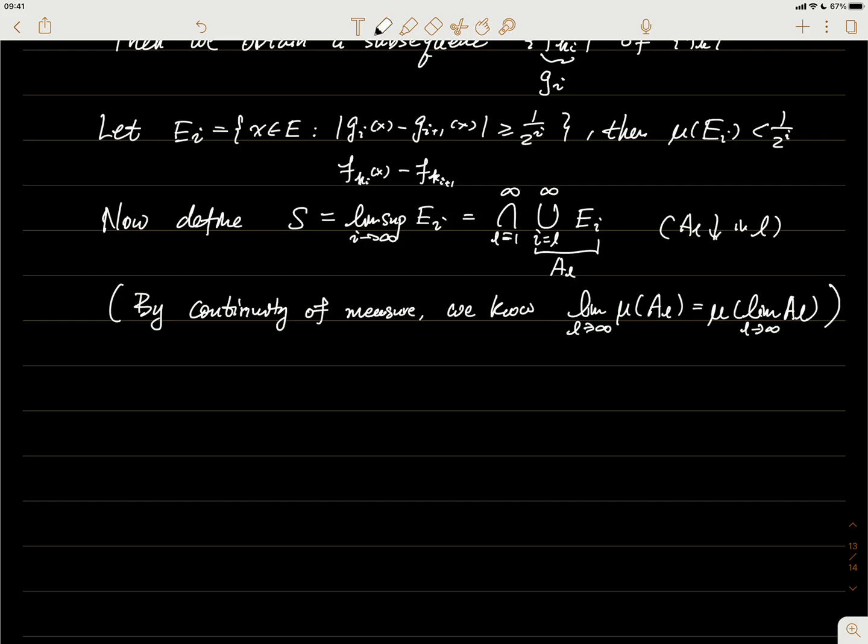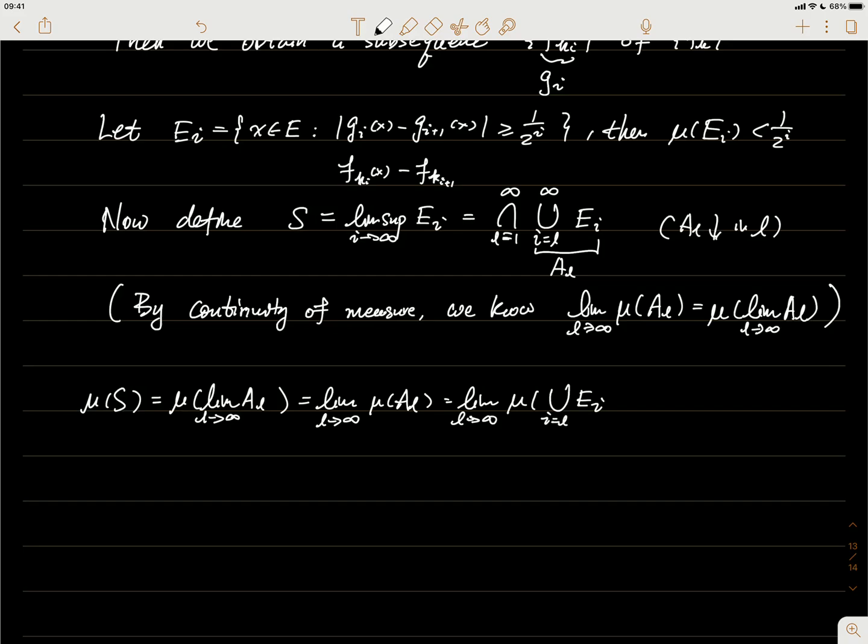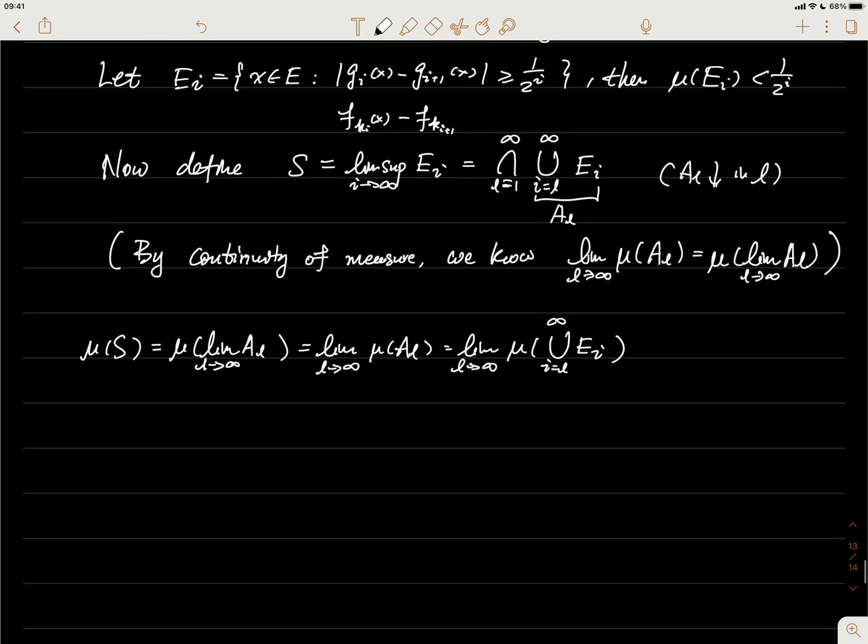So we can take a look at the measure of S. According to the definition of S, it is just the limit of AL, right? And we know that this is just equal to the limit of L to infinity of AL, and that's just the limit of the union. According to our definition of AL, it's just the union of EI for I from L to infinity. And this apparently is less than or equal to the limit for L equal to infinity. And due to the subadditivity, this is just the sum I from L to infinity for mu EI.